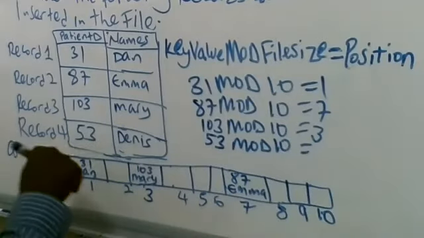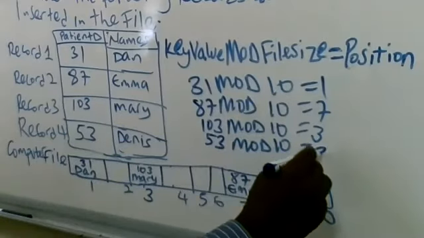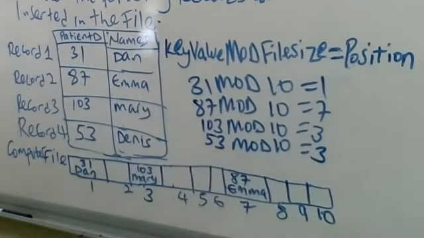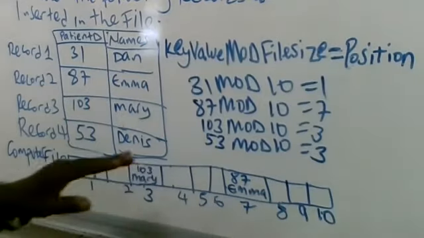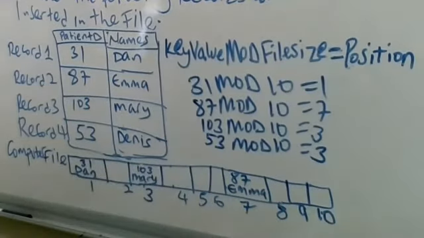We shall get the key value of Dennis modulus 10, and this gives us 3. So Dennis's record is meant to be kept in position 3, but position 3 has been already taken up. So that situation is called clashing.